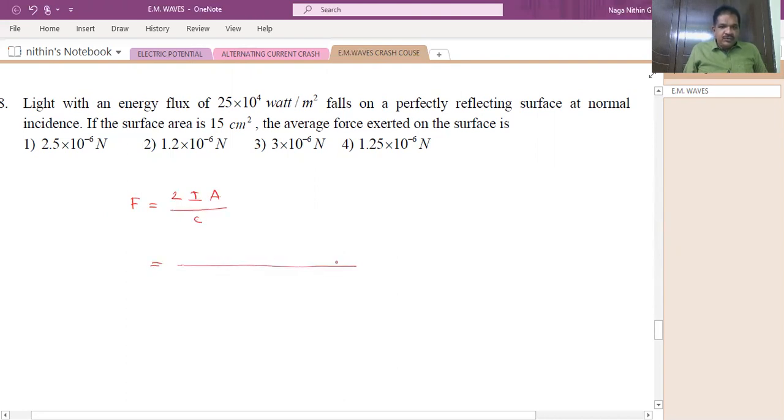So, this value 2 into intensity 25 into 10 power 4, area 15 into 10 power minus 4, C value 3 into 10 power 8. Finally, this value will be 2.5 into 10 power minus 6 Newton we will get. So this is the answer for it.